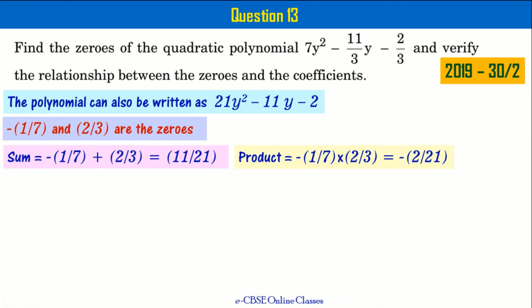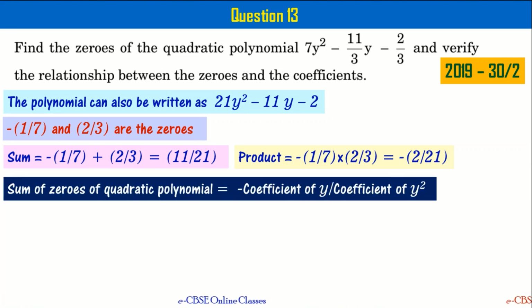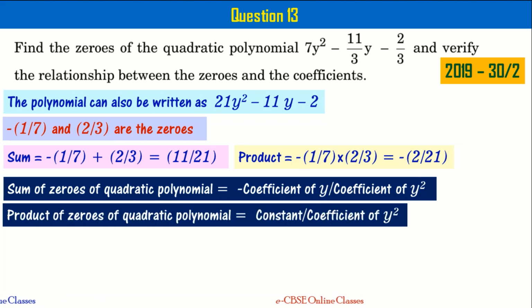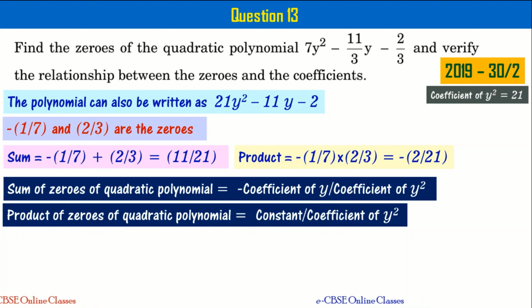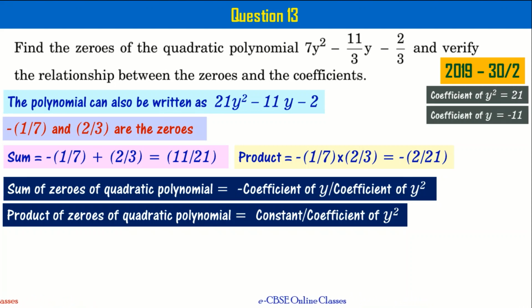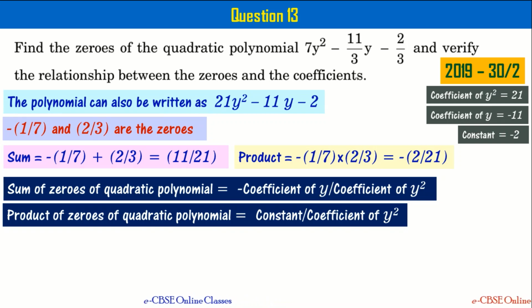Now, we learned some formulas already. It says that the sum of zeros of a quadratic polynomial equals the negative of the coefficient of y divided by the coefficient of y², and the product of zeros equals the constant divided by the coefficient of y², right? If you observe the equation given, that is 21y² - 11y - 2, the coefficient of y² is 21, the coefficient of y is -11, and the constant is -2, right? Let's substitute these into the sum of zeros formula.